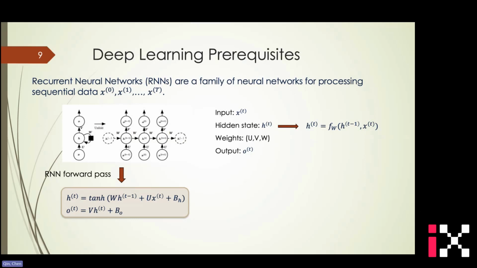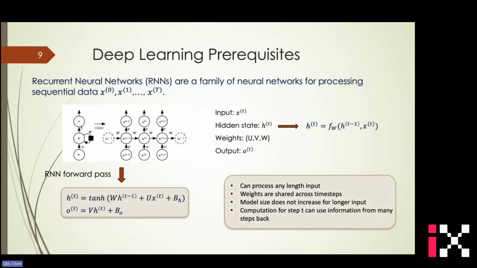Okay, and then with this hidden state, we can get the output also by multiplying it with the output matrix together with some bias terms. Then we get this output representation.